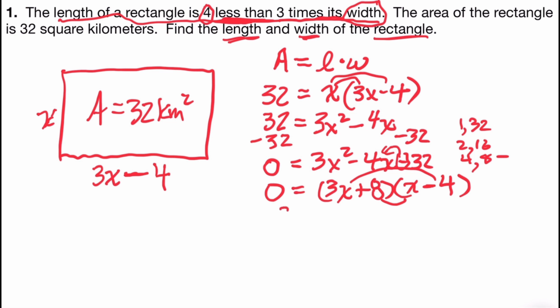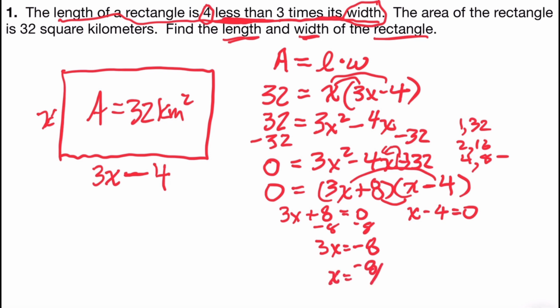Now I'm going to set each factor equal to 0 and solve each of the factors. 3x plus 8 equals 0, and x minus 4 equals 0. To solve 3x plus 8 equals 0, I'll subtract 8 from both sides. 3x equals negative 8, and then I'll divide by 3 on both sides. x would equal negative 8 thirds. And since this is an application problem, and we want to find the length and the width, which is a measure of distance, we can't have a negative distance, and so that answer cannot be true.